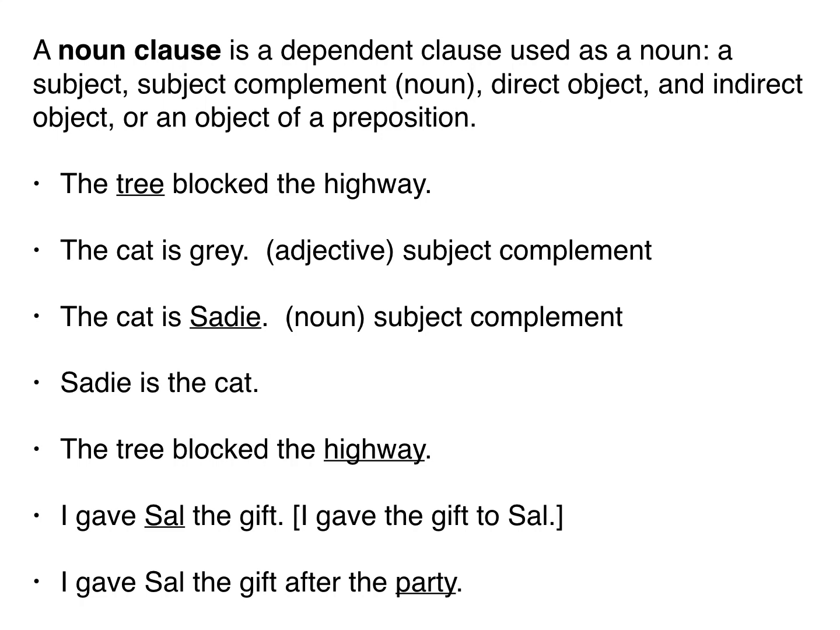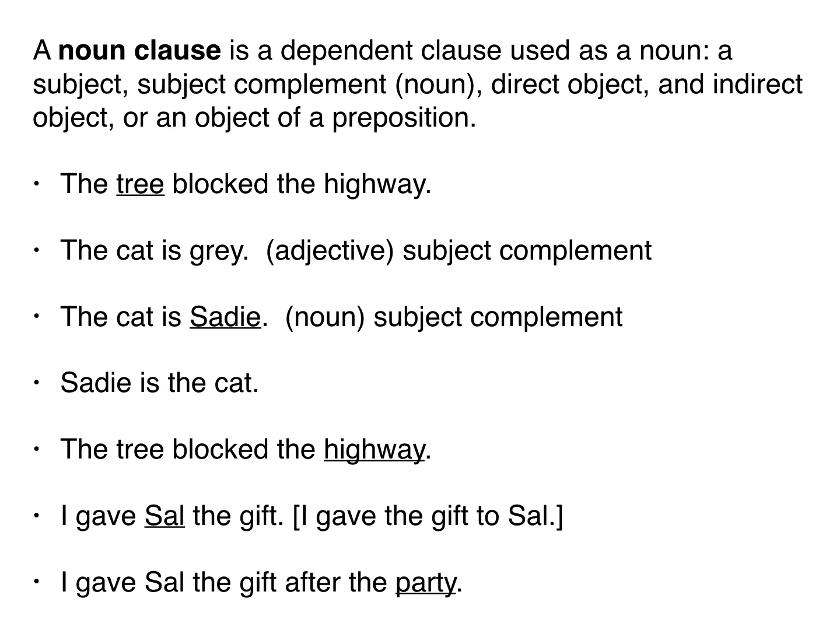I gave Sal the gift. I gave what? The gift. So gift is the direct object. I gave the gift to whom? I gave the gift to Sal. So Sal is an indirect object. An indirect object is the recipient of the direct object. So in this sentence, I is the subject, gave is the action verb, Sal is the indirect object, and gift is the direct object. So these are the kinds of things that a noun can do in a sentence.